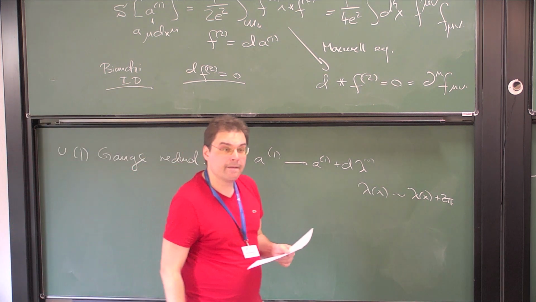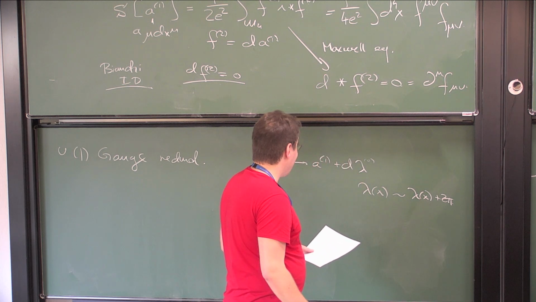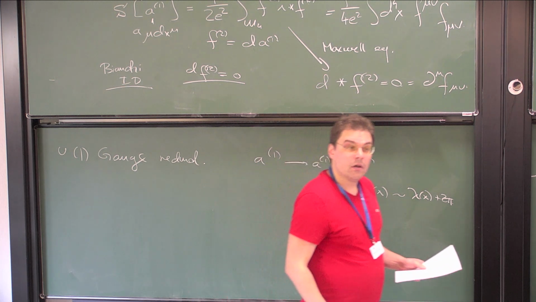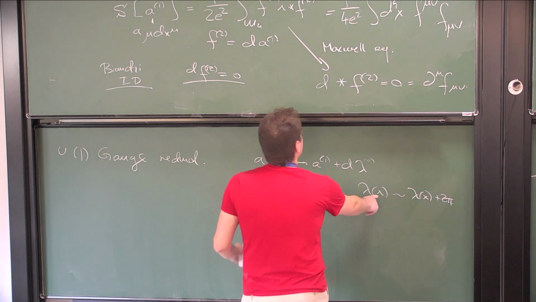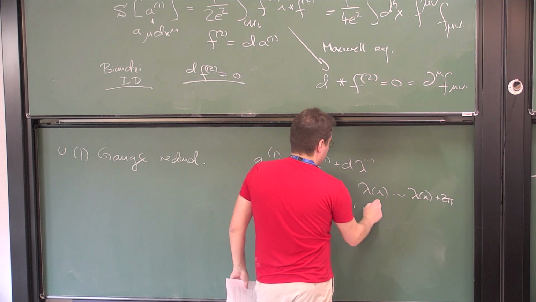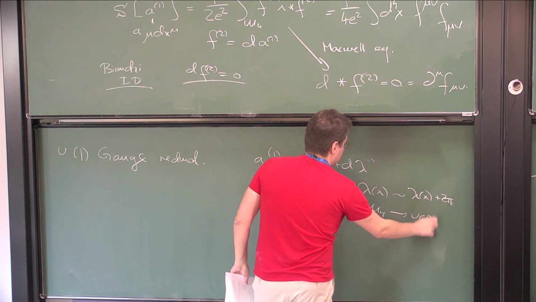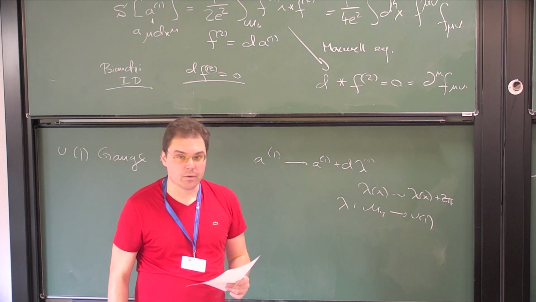Sorry, the plus 2 pi belongs in the argument of lambda, right? Argument of lambda. Sorry, never mind. So lambda is a function of spacetime into U1. Other questions?